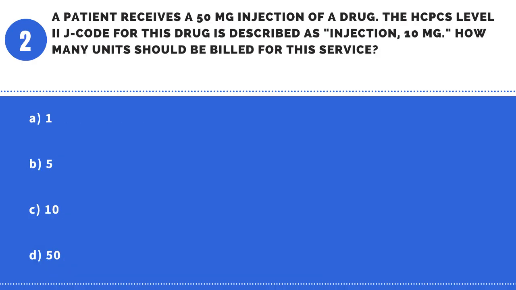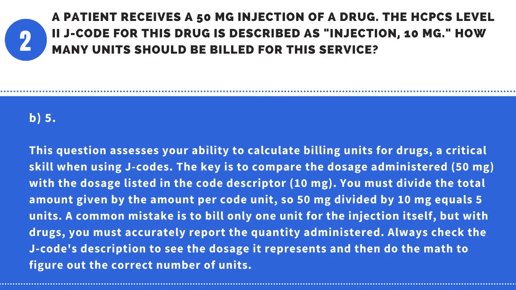A patient receives a 50 milligrams injection of a drug. The HCPCS Level 2 J-code for this drug is described as injection, 10 milligrams. How many units should be billed for this service? A. 1. B. 5. C. 10. D. 50. Answer. B.